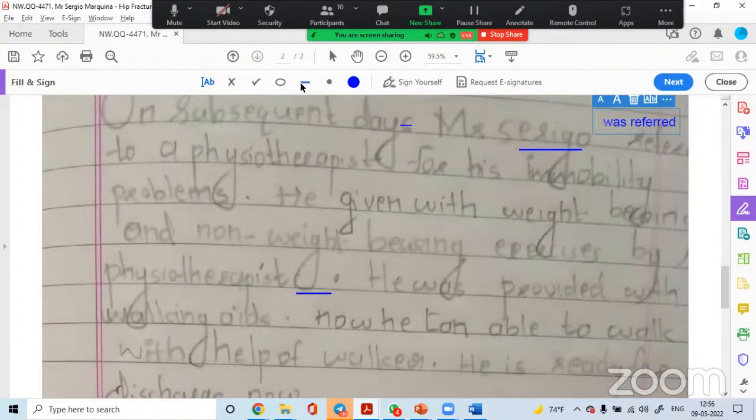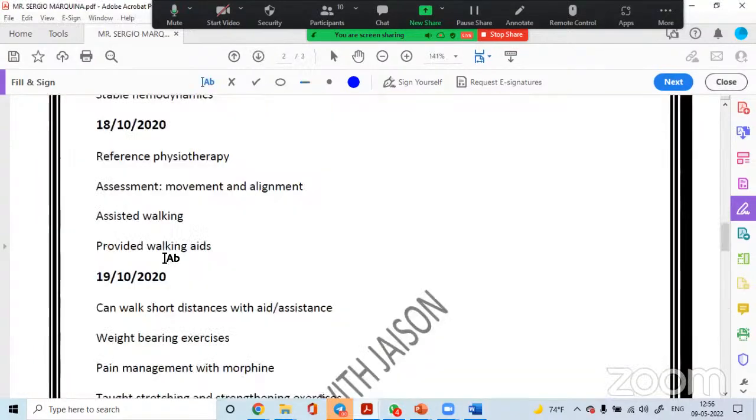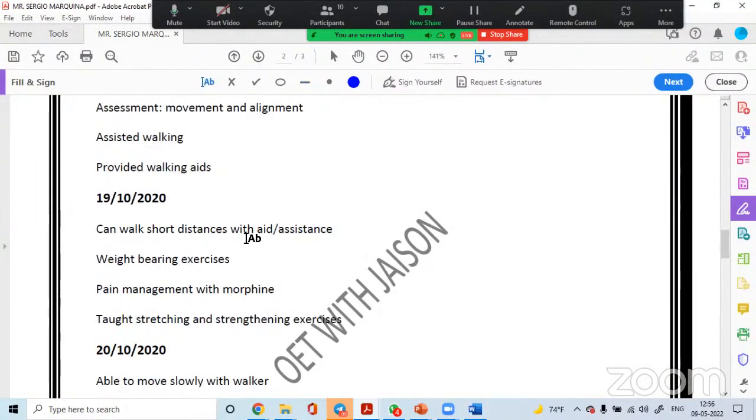For his only, why do you want to write "his"? For movement and alignment problems. Assessment of alignments. You can write like that. Can walk shortly with assistance. Ambulation is possible for short distances with the support of walking aids and assistance.